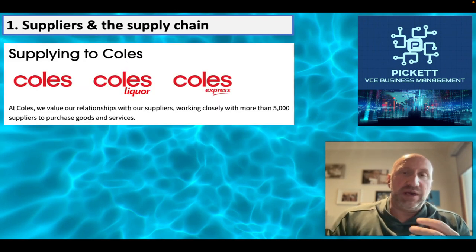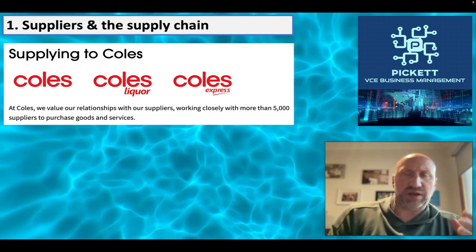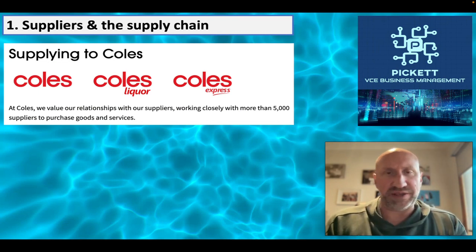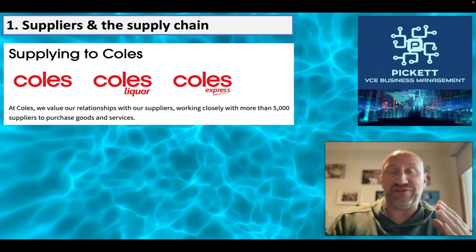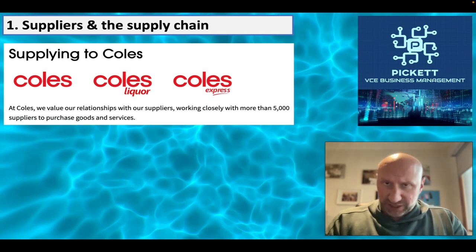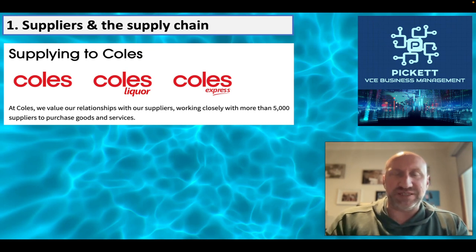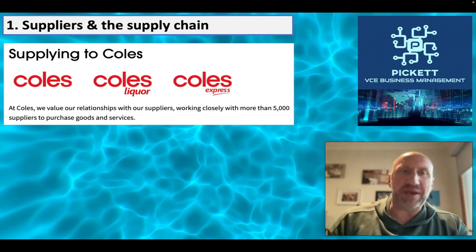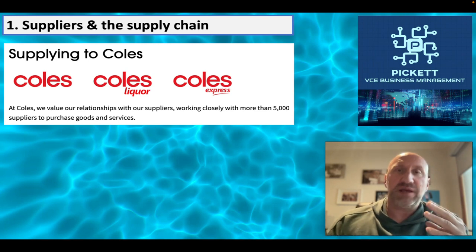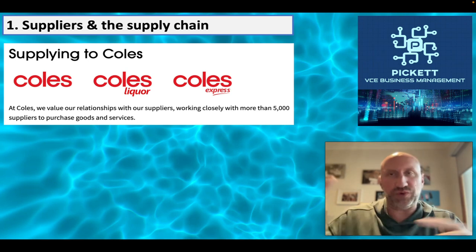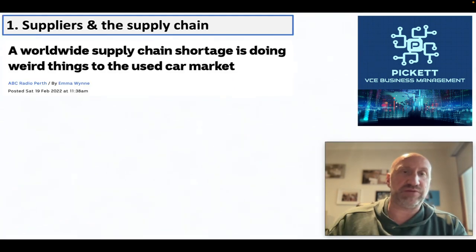Coles, this is a statement again I found on their website. At Coles, we value our relationships with our suppliers, working closely with more than 5,000 suppliers to purchase goods and services. So when I said at the beginning, this can be complex. Obviously, these are big complex businesses, but just to give you an idea of the context, we can be talking many, many suppliers within our supply chain, which all need to be managed. Obviously, we need to source them in the first place and then manage relationships with those different suppliers.